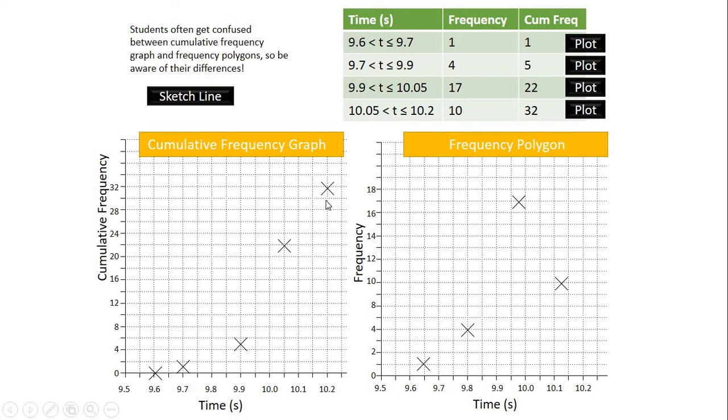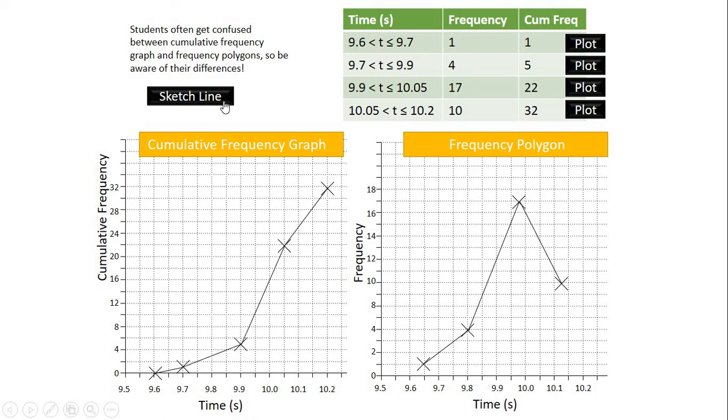And for the last one again, for cumulative frequency at the end of the interval you are plotting the cumulative frequency, whereas for a frequency polygon you are plotting at the mid value and the frequency. So if we sketch in the cumulative frequency and the frequency polygon, generally a frequency polygon will vary with the frequencies. A cumulative frequency graph will always continue to increase because you are accumulating the totals as you go along.